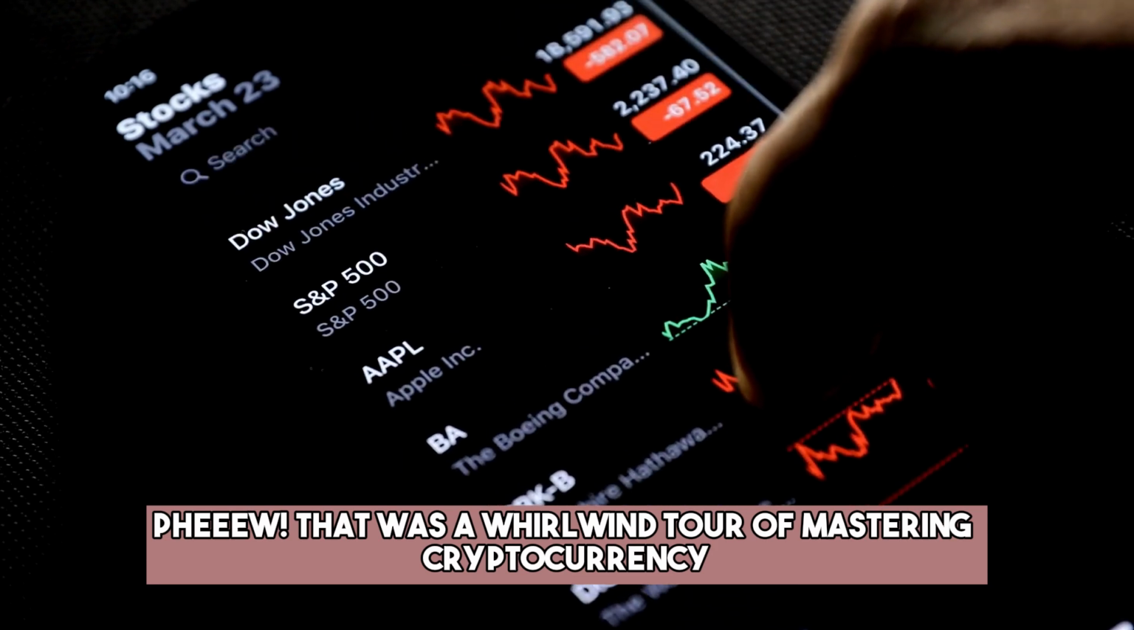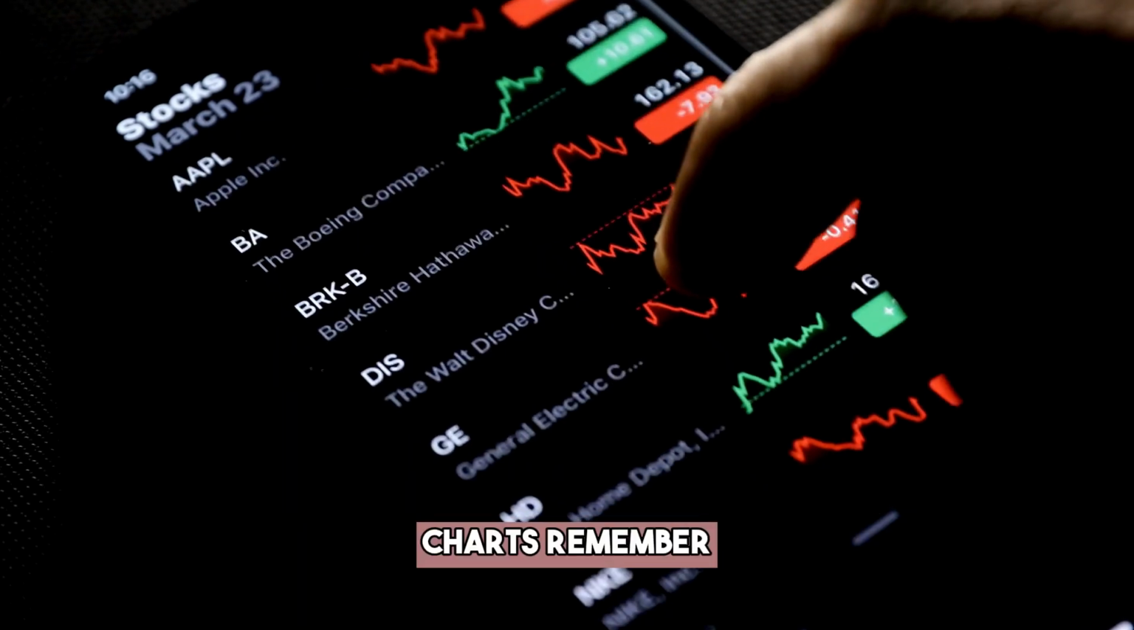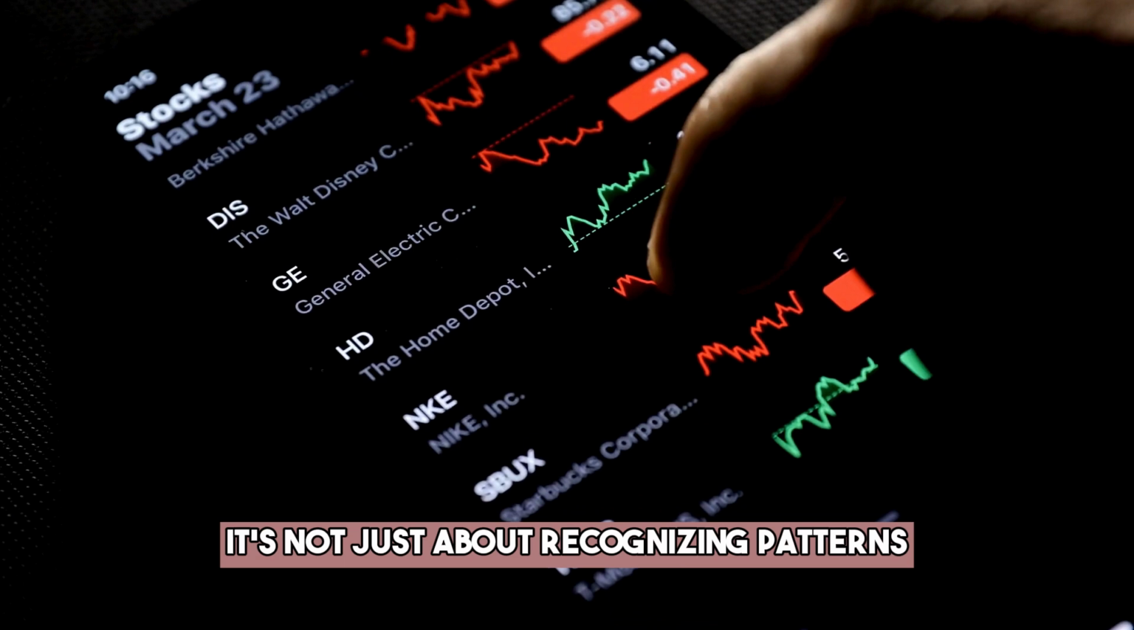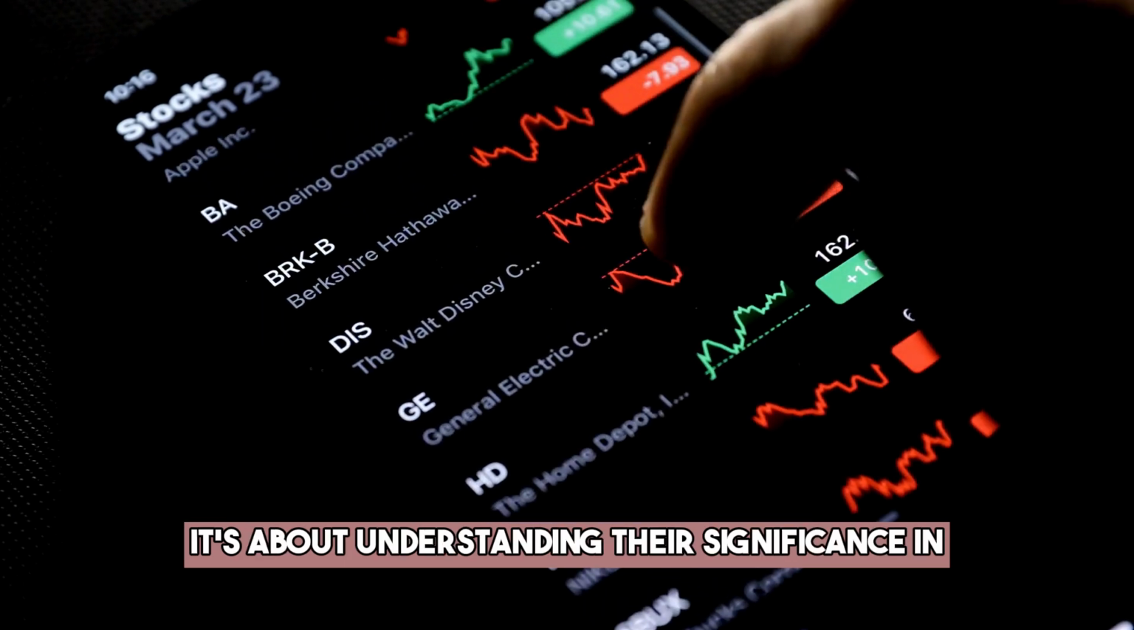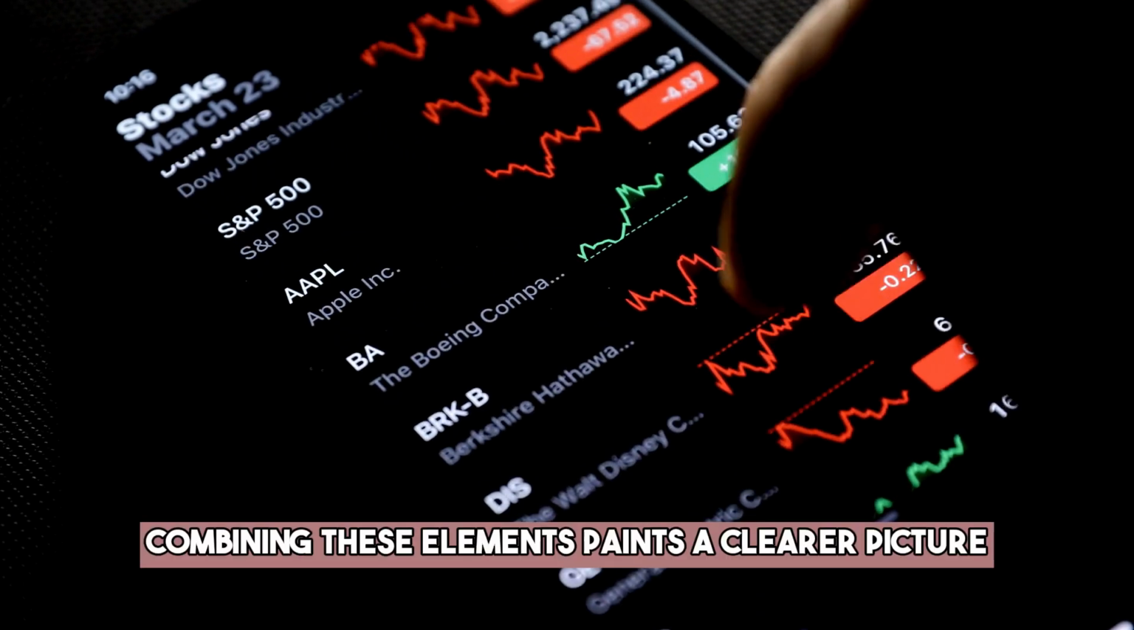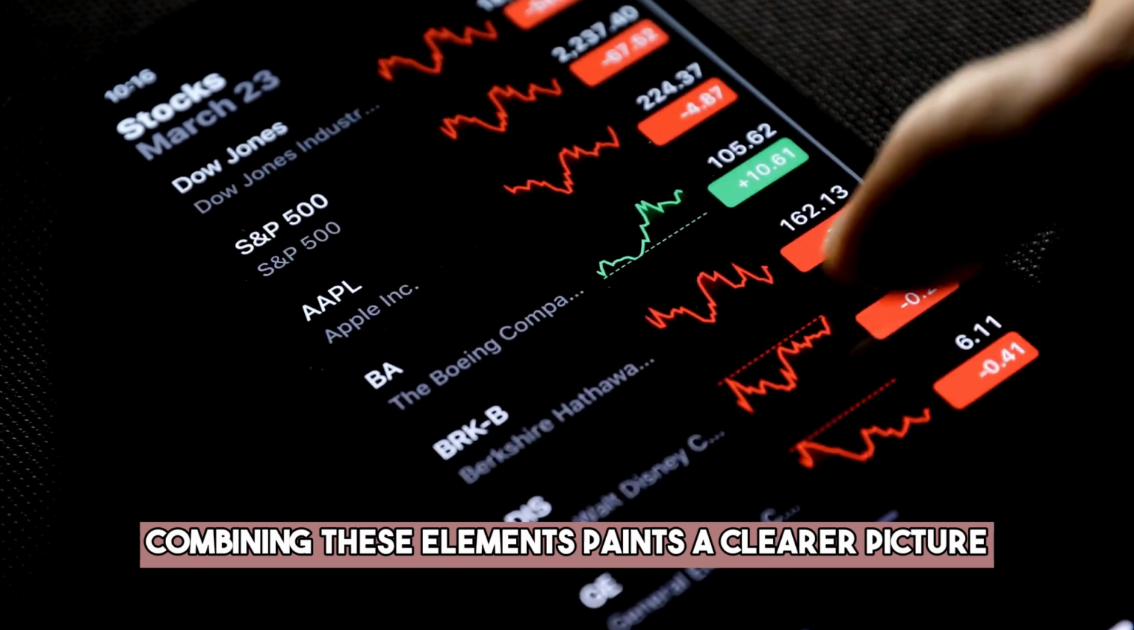That was a whirlwind tour of mastering cryptocurrency charts. Remember, it's not just about recognizing patterns, it's about understanding their significance in the current market. Combining these elements paints a clearer picture.